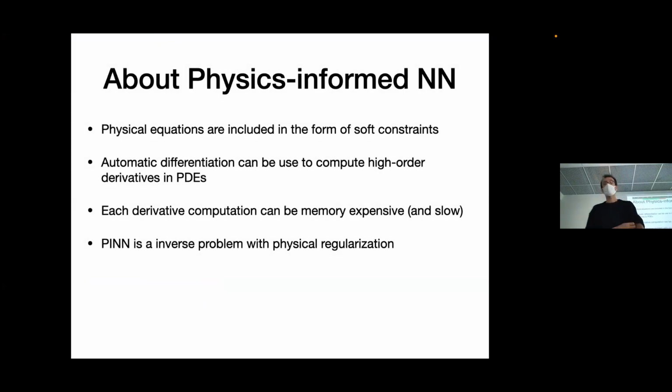Just to finish this, when we talk about physics-informed neural networks, PINNs, basically what we do is we add this physical knowledge as a soft constraint. It's just an additional term in your loss function. You do not constrain the solution to satisfy exactly this.